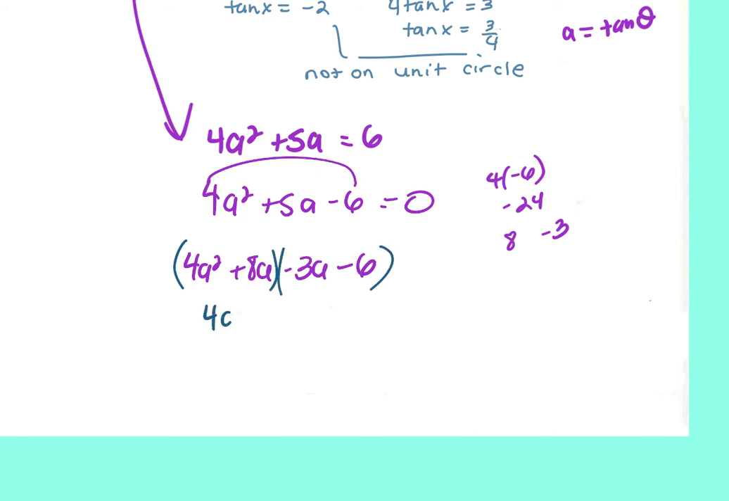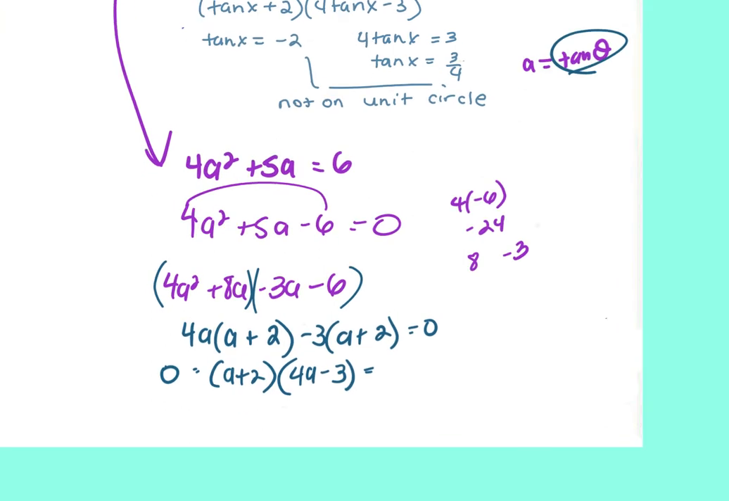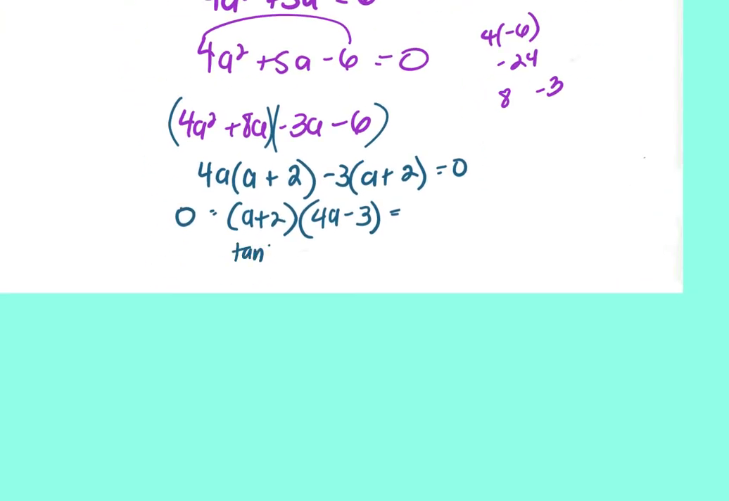Take out a 4a here, and I get a plus 2. Take out a negative 3 here, and I get a plus 2. So a plus 2 times 4a minus 3, is it factored? And then you want to bring back in your tangent theta. So this would be tan of theta plus 2 equals 0, and 4 tan theta minus 3 equals 0.